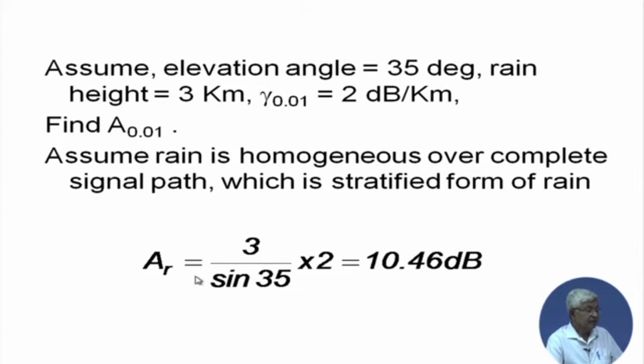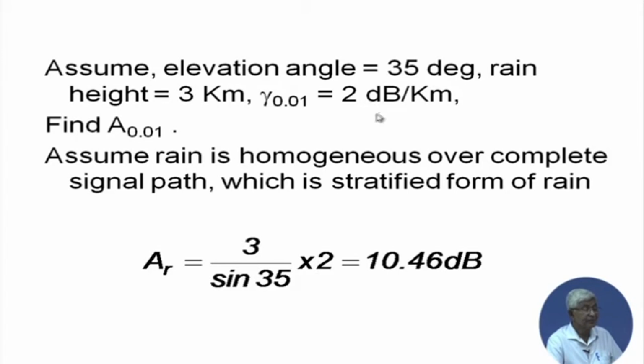So, AR, the attenuation due to rain, is 3 by sine 35, because of that angle, that is the hypotenuse, multiplied by 2. So, it is 10.46 dB. Now, you can see, though it is 2 dB per kilometer, because of this 35-degree angle you are getting 10 dB attenuation. Now, let us look at this parameter, that is gamma. For what does this gamma depend, which is 2 dB per kilometer? If this increases, the whole thing increases.